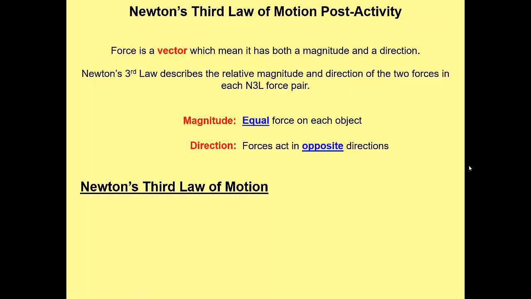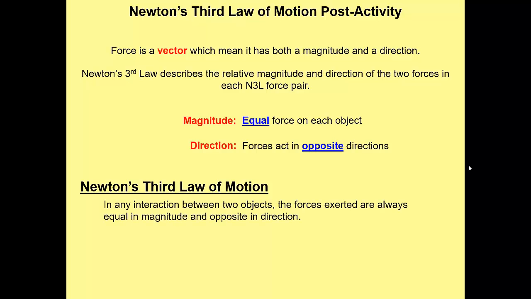I know we skipped the second. We'll come back to that in a couple of units. Now we've done the first and the third. So here's my way of writing Newton's third law. In any interaction between two objects, the forces exerted are always equal in magnitude, which means size, and opposite in direction.